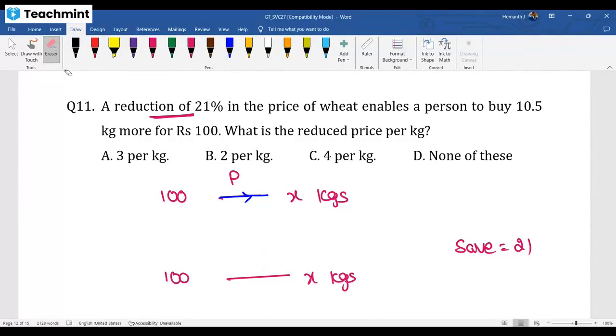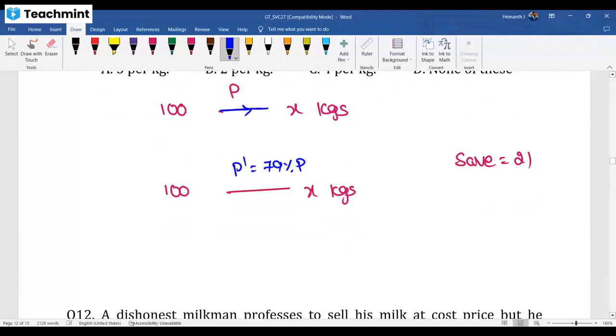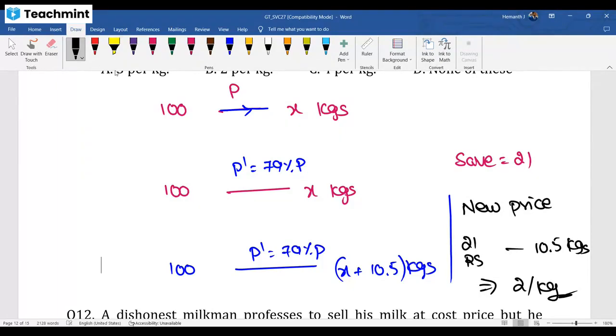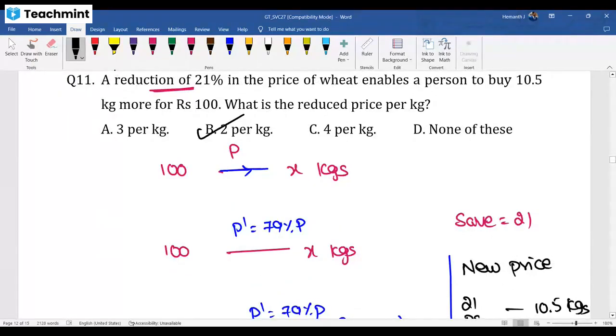Okay, the new price, I'll write P dash. P dash is 79% of P. Why 79%? Because it is 21% decreased. As the price is decreased, you can save that amount if you want X kgs. But what is happening here? You understand the question, no formulas. Price decreased, but instead of saving 21 rupees, you are taking 10.5 kgs extra. So as per the new price, it's a very, very simple point: for 21 rupees, you are getting 10.5 kg. So each kg is 21 divided by 10.5, which means 2 rupees per kg is the new price. Simple, option B. I am not using any formulas here. I always see the question in a simple manner.